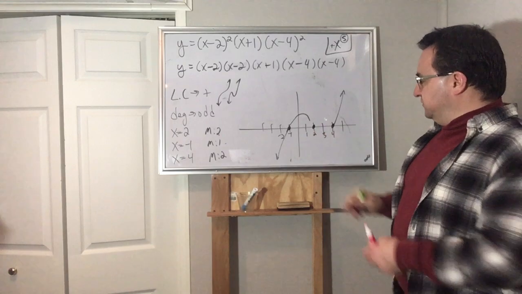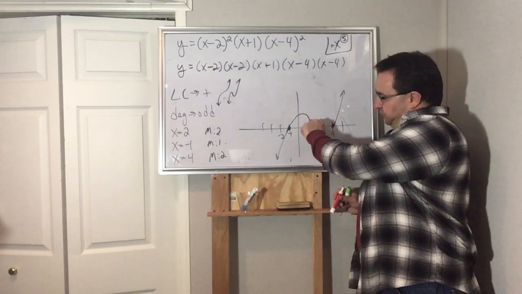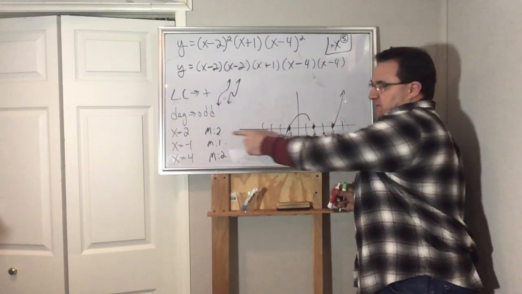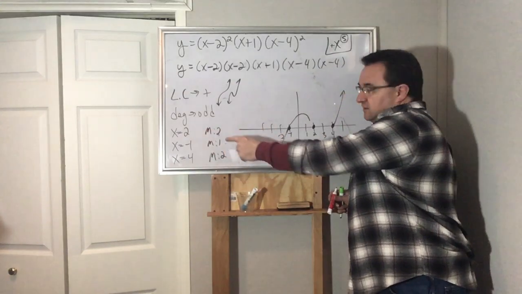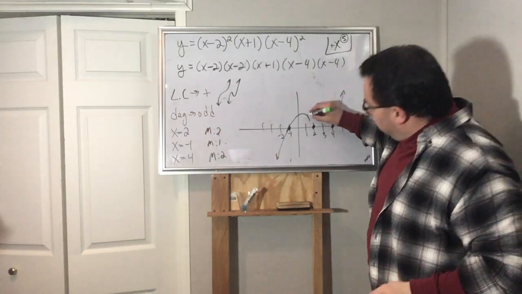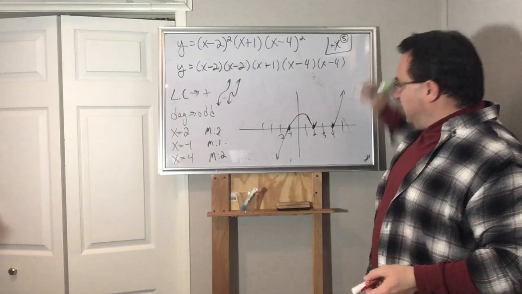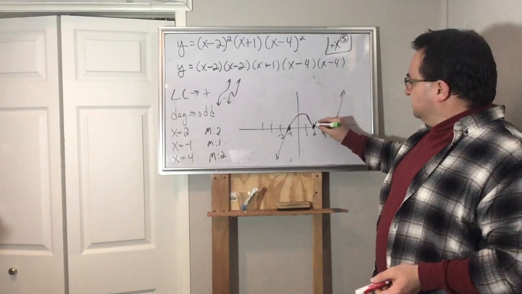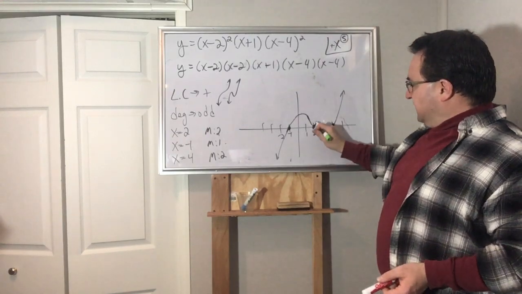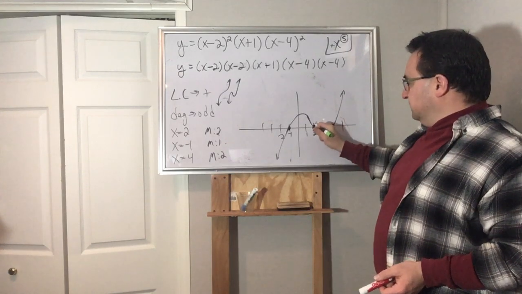The question is, what do I do when I hit this 0? Do I go through or do I bounce? Well, I look over here, that's why I write it. Multiplicity of 2, that's even, I'm going to bounce. So I bounce. Now that can't go up for infinity. It's got to go down and hit that 0 also.